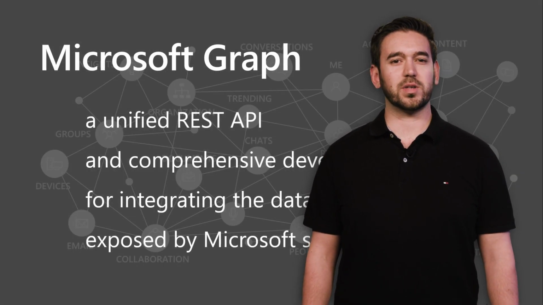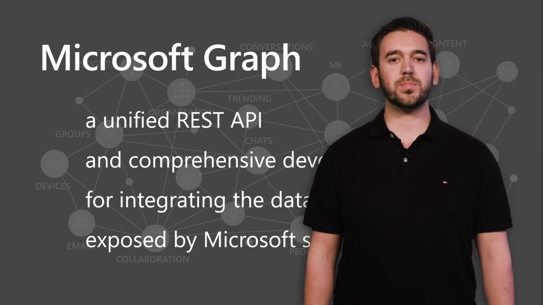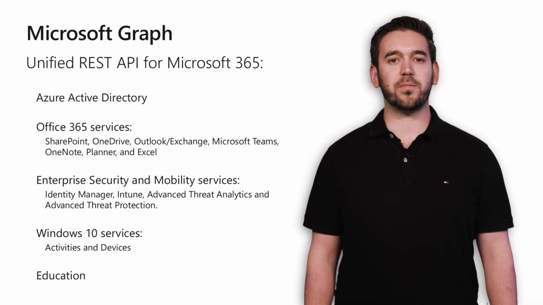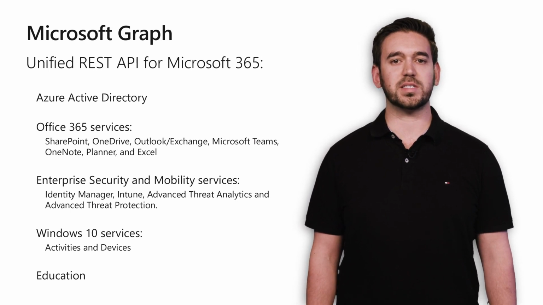So what is Microsoft Graph? If I were to give it a textbook definition, I'd say that it's a unified REST API and comprehensive developer experience for integrating with the data and intelligence exposed by Microsoft services. But what does this actually mean? Microsoft Graph is your one-stop shop for accessing data, relationships, and insights across Microsoft 365.